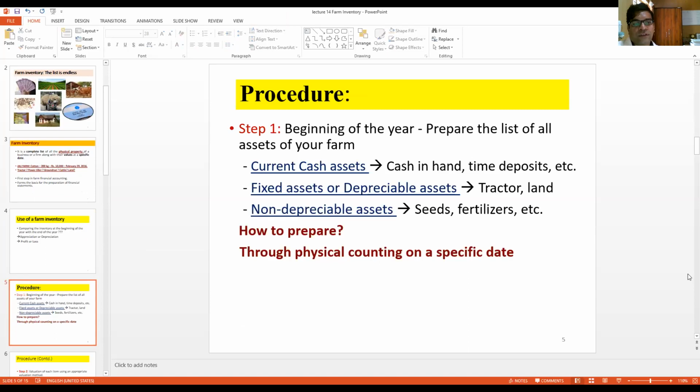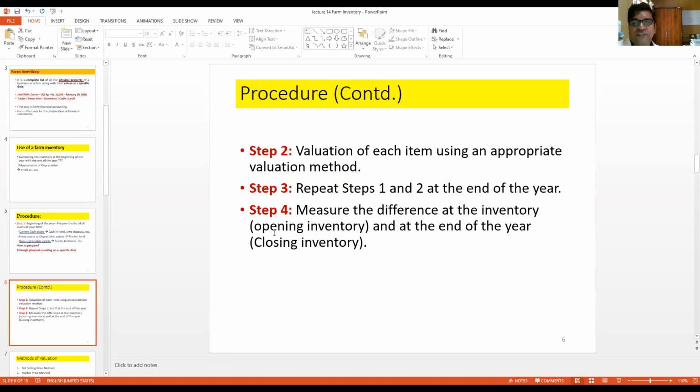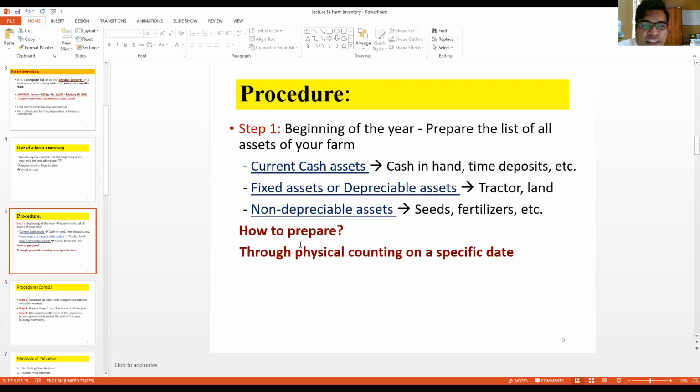Then the procedure. What is the procedure? We have got only four steps, okay, as a procedure for farm inventory. The first one is, in the beginning of the year, we have to prepare the list of all the assets of the farm. Okay, when we are preparing all the list, and then we have to categorize. How can we categorize? Current assets or cash assets, or current monetary assets, then fixed assets or depreciable assets, then non-depreciable assets. Current assets or current cash assets mean cash on hand.